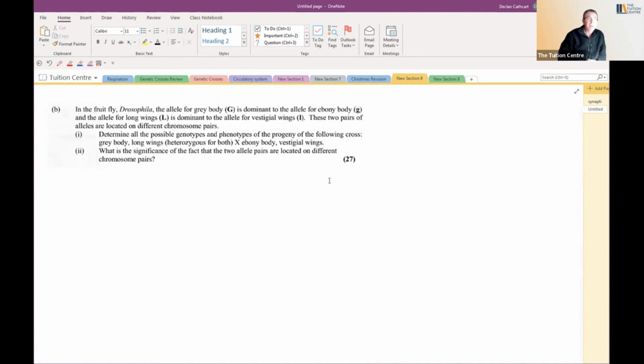You can either have gray body or you can have ebony. Ebony is black, right? So they come in gray or black, the fruit flies. And their wings can either be long or vestigial. Vestigial just means basically short. They're like really short. So the two pairs of alleles are located on different chromosomes. We'll see how that has a relevance shortly.